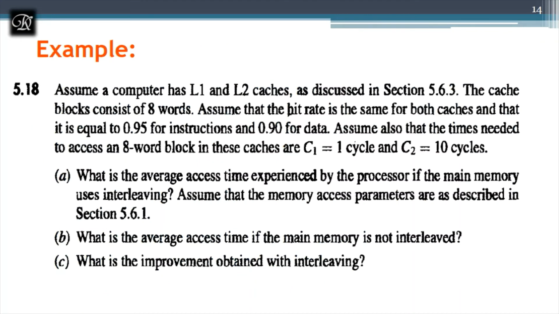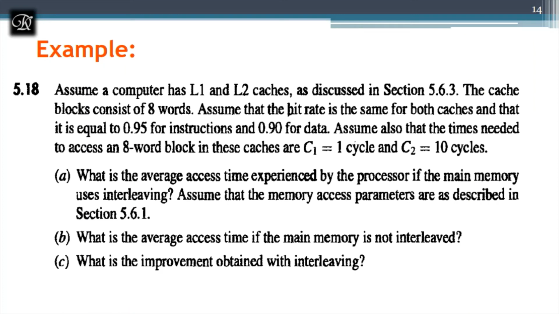Let's see one example from the exercise, how the performance will be improved. Assume the computer has L1 and L2 cache as discussed. The cache blocks consist of 8 words, the same configuration we are dealing with now. Assume that the hit rate is the same for both caches, that is 0.95 for instructions and 0.9 for data. Assume also that the time needed to access the 8 word block in cache 1, C1, is 1 and C2 is 10 clock cycles. So accessing the data at cache level 1 is 1 clock cycle, and at cache level 2 is 10 clock cycles.